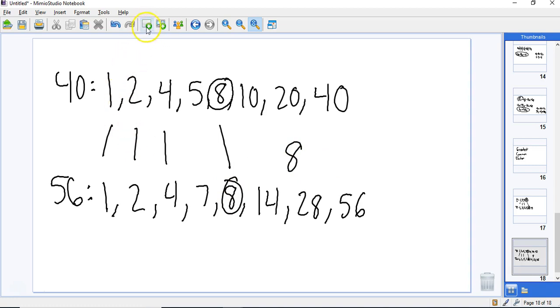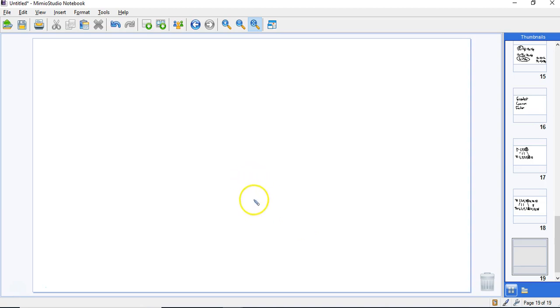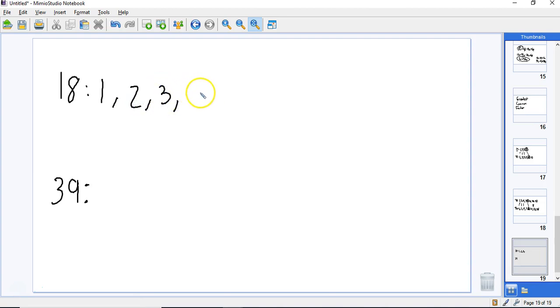Next problem. We've got 18 and 39. So for 18, we've got 1, we've got 2, we've got 3, no 4, no 5. 3 times 6 is 18. 2 times 9 is 18, and then 1 times 18 is 18.